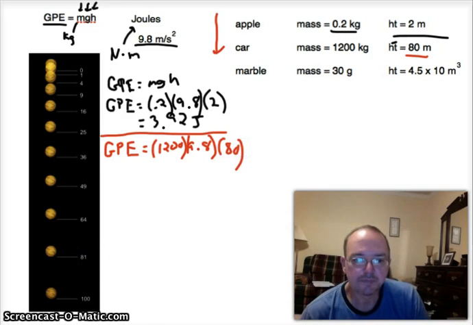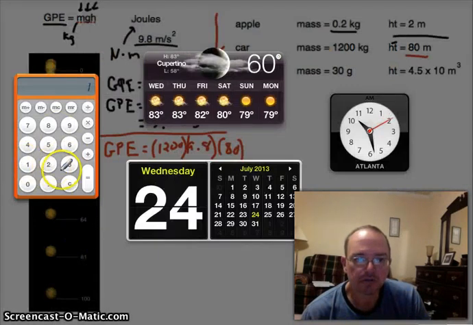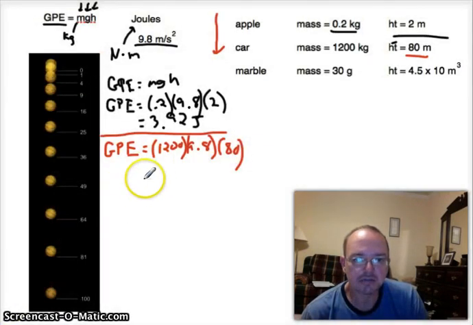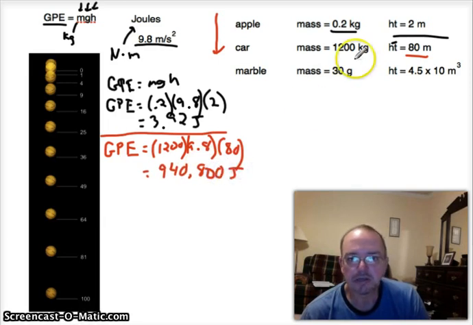So what do we have? 1,200 times 9.8 times 80 gives 940,800. So the GPE equals 940,800 what? It'd be joules, because here you had kilograms times meters per second squared times meters.